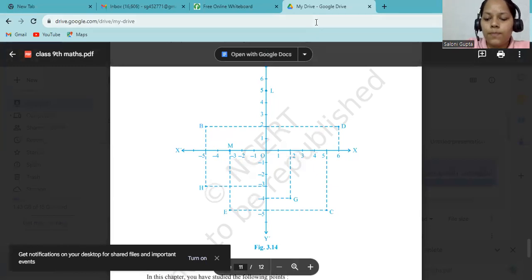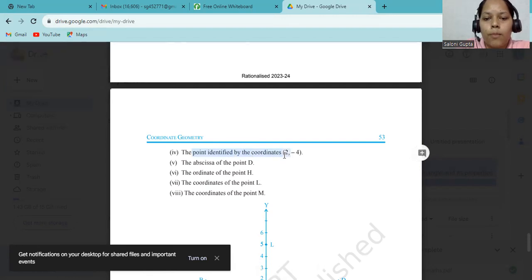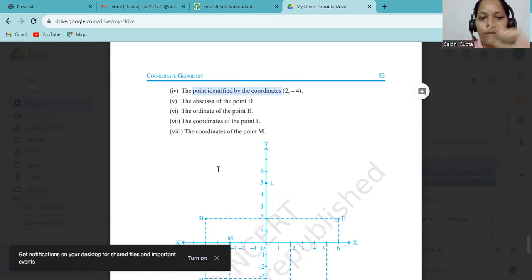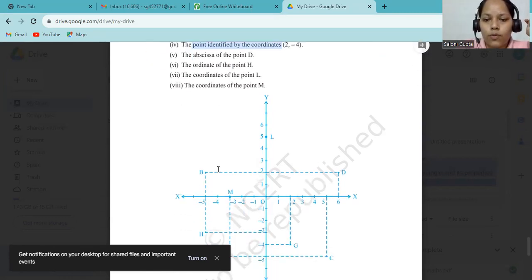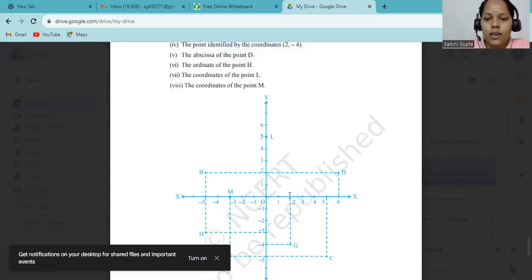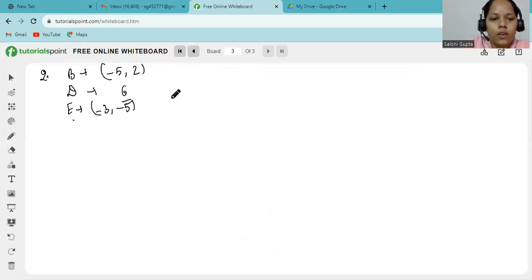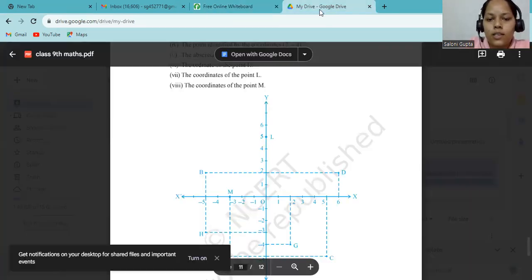The next question, the fourth part, is to identify the point by the coordinates 2, -4. So we have to find the point that is identified by the coordinates 2, -4. We go 2 on the x-axis and -4. So this is G. Our answer will be G, which is showing 2, -4. The next question.